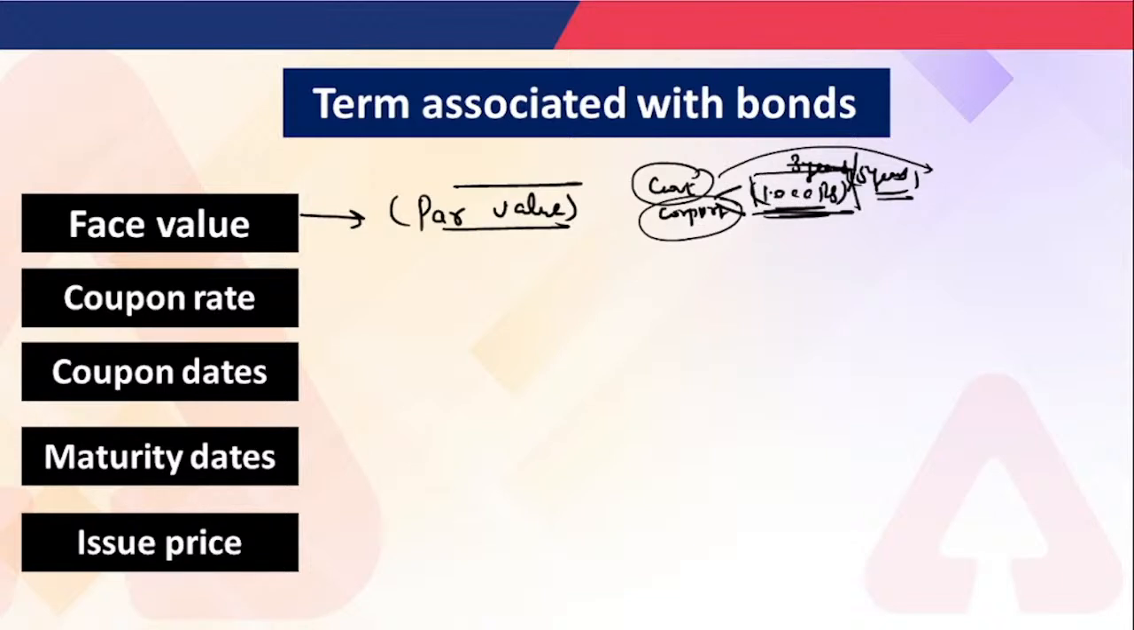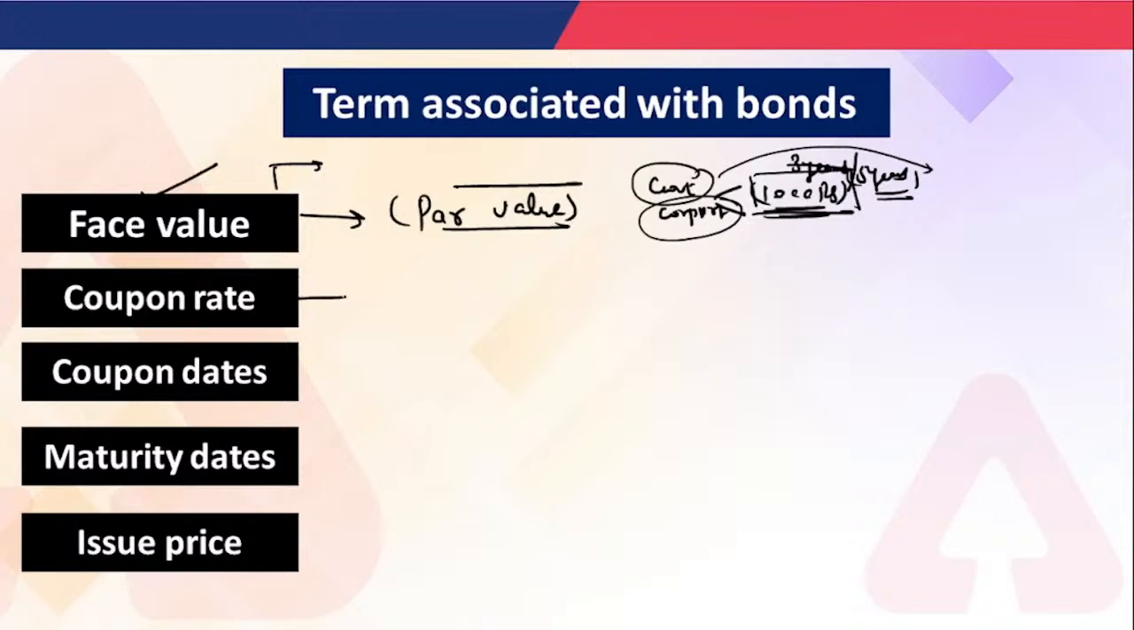You can also say that it is the amount the bond will be worth at maturity. So what we understand by the face value is the bond amount, the amount the bond will be worth at maturity. That is known as the face value.